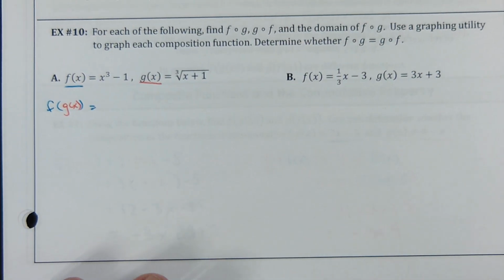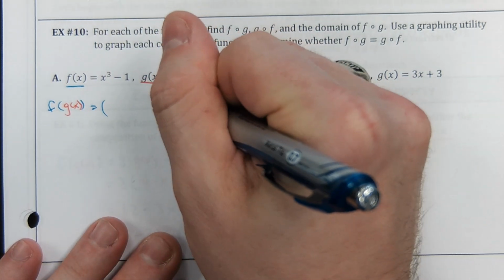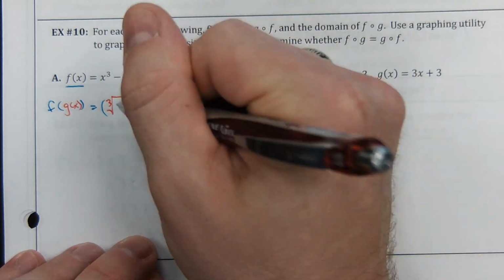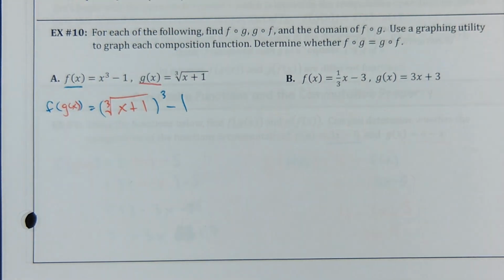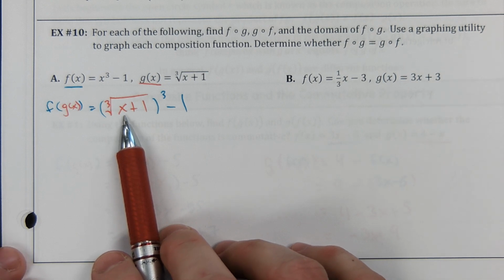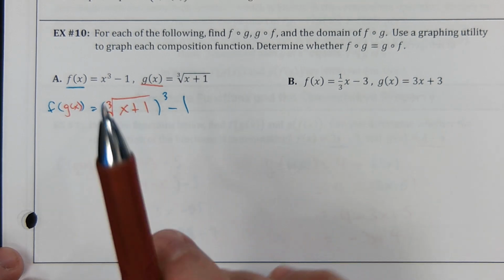So where f used to have an x, I'm going to open a set of parentheses. And that's where I'm going to drop in red g of x. It says to find the domain. And I told you yesterday, you find domains before you do any symbol simplifications. Are there any numbers that you cannot take the cube root of? Nope, there's not. You can take the cube root of anything. You know what that means? That means the domain is all real numbers.